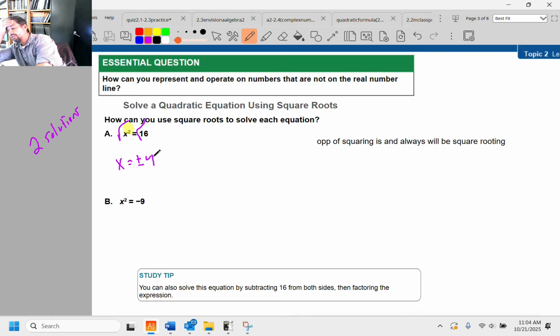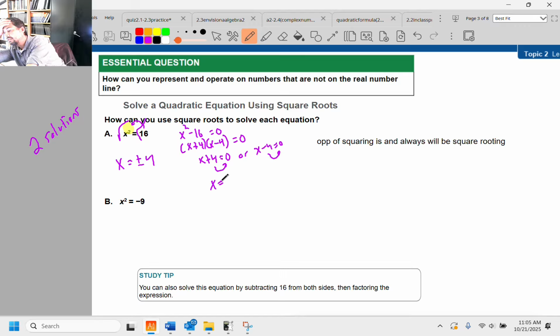Now, there's also a little study tip down here. It says you can also solve that equation by subtracting 16 from both sides and then factoring. I mean, it's worth doing. Some people are just natural factors. Set it equal to 0. That factors as x plus 4 times x minus 4. We get to use the zero product property. x plus 4 is 0, or x minus 4 is 0. We shift right, both cases. x is, guess what, negative 4, or x is positive 4, which is exactly what happened here.